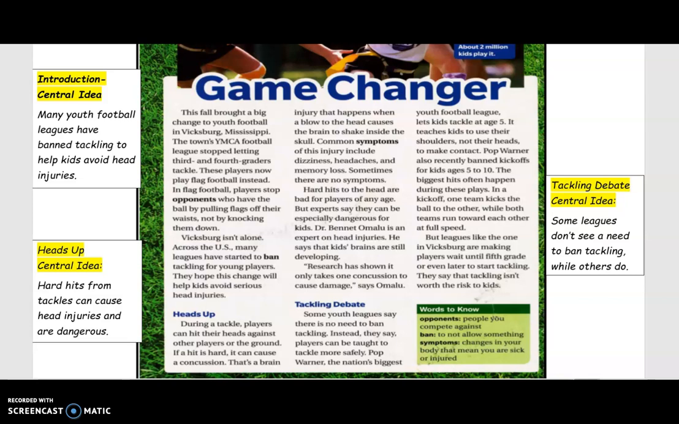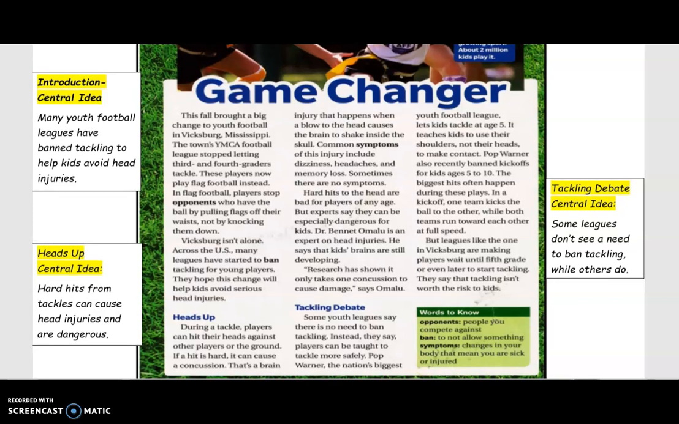So I've put in my text box off to the side that the introduction's central idea is that many youth football leagues have banned tackling to help kids avoid head injuries. That's what I thought was the most important thing I was supposed to take from the introduction there. If I was going to highlight something that would support that they've banned tackling to avoid head injuries, if they've banned it, they've probably done something else. So instead, they're now playing flag football instead.